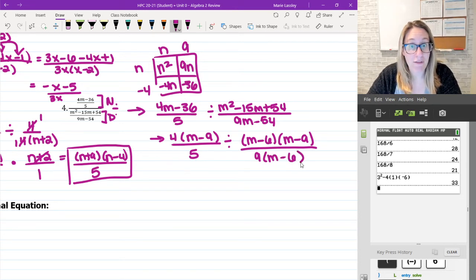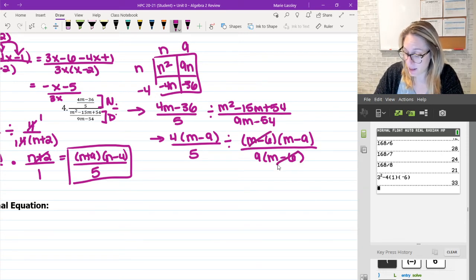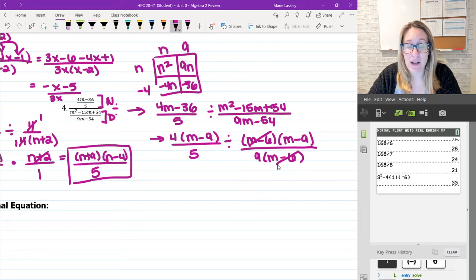Okay, so before I flip, I do notice that on my second term, I have an m minus 6 over m minus 6. I'm going to go ahead and simplify before I flip. Remember, you can only do that at this stage if it's in the same term. If I can't do my cross simplifying yet, I have to make sure it's multiplication before I do the cross simplifying. But since this is in the same fraction, I can go ahead and simplify.